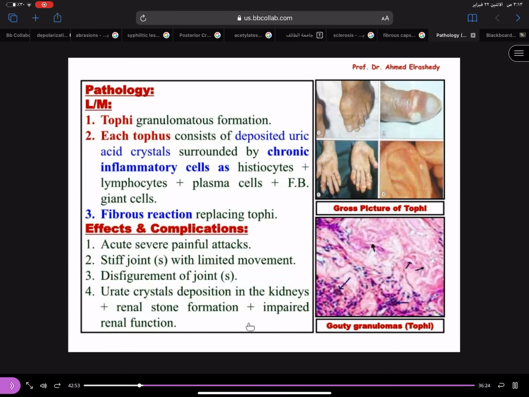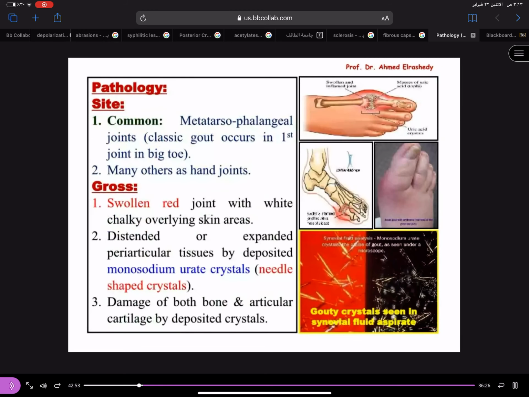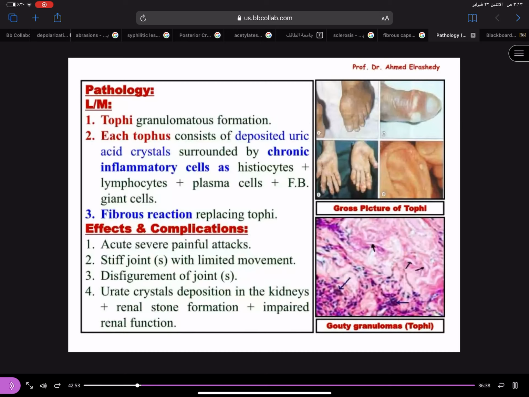So simple, important point I will tell you again. Grossly, most of the time it's the big toe. Okay, grossly redness. Under the microscope, the crystals. This is called tophi. So whenever tophus or tophi come, it means crystals, urate crystals.